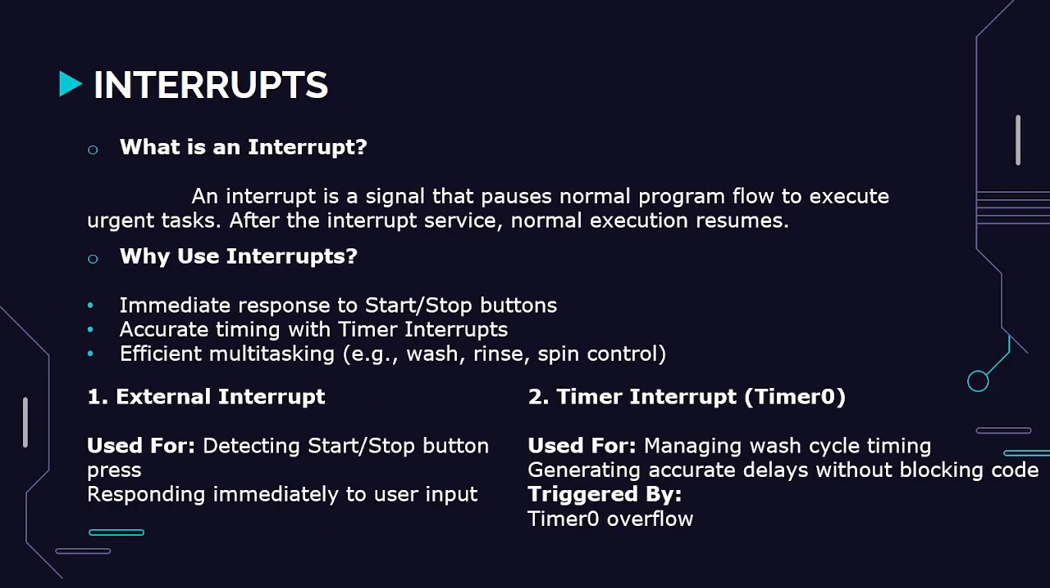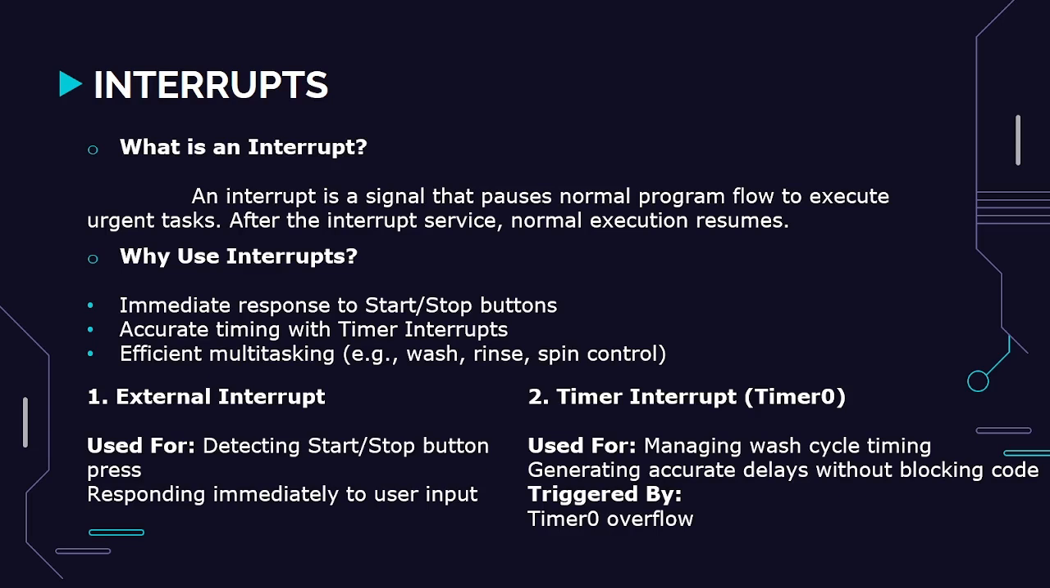Interrupts. What is an interrupt? An interrupt is a signal that pauses normal program flow to execute urgent tasks. After the interrupt service, normal execution resumes. Why use interrupts? Interrupt response to start-stop buttons, accurate timing with timer interrupts, efficient multitasking. Example, wash, rinse, spin control.